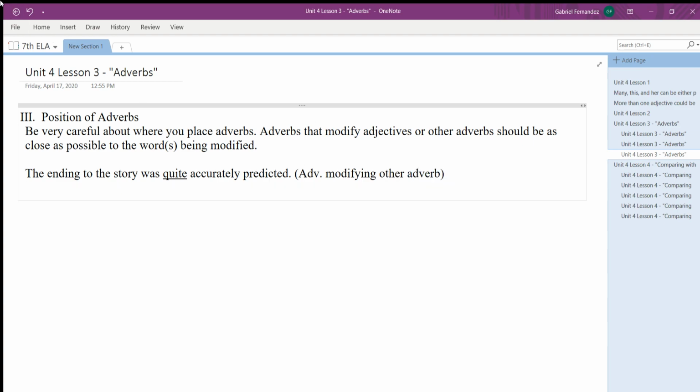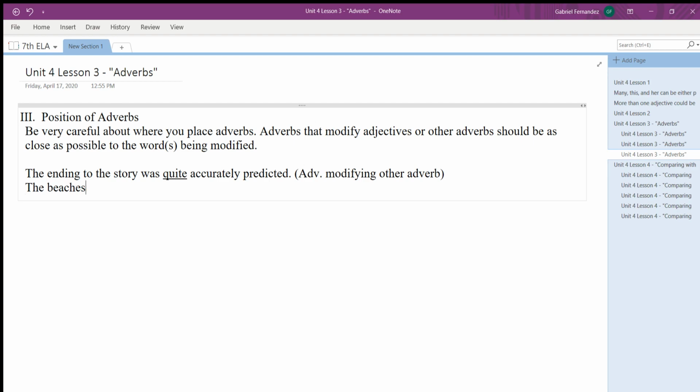Because quite is an adverb modifying accurately, and accurately is an adverb modifying predicted. It wasn't just predicted, it was accurately predicted. How accurately? Quite accurately. Adverb modifying other adverb, you need that quite to be very close to the word accurately. Let me give you another example.